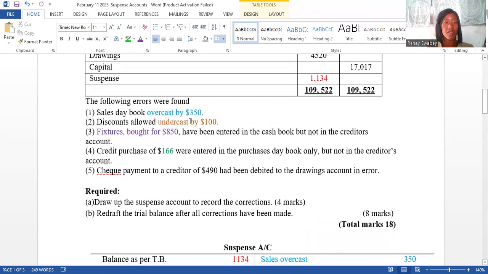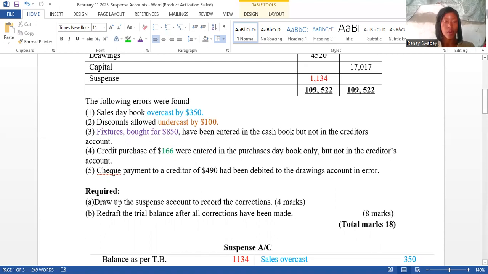And then these are the errors that we would have found while reviewing that incorrect trial balance. So the first error is sales daybook overcast by $350. The second one, discounts allowed undercast by $100. Third, fixtures bought for $850 have been entered in the cash book, but not in the creditor's account. Fourth, credit purchase of $166 were entered in the purchases daybook only, but not in the creditor's account.